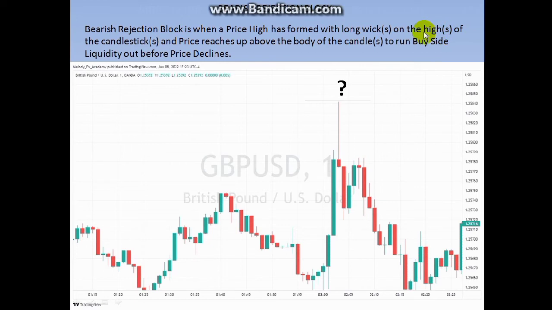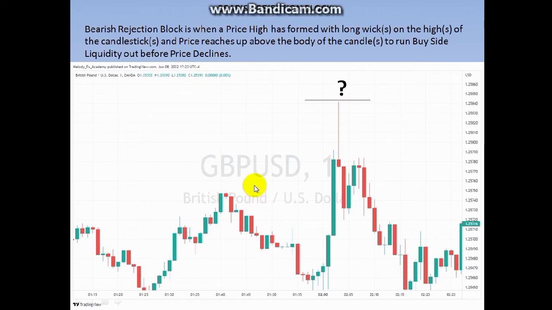So it can be a single high, or it can be some old highs. It can be more than one candle. It can be a single candle, it can be many candlesticks. And price reaches above the body of the candle or candles to run buy side liquidity out before price declines.